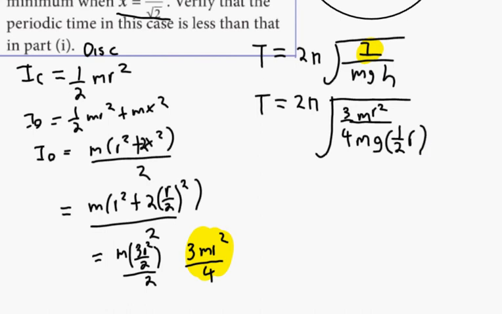R cancels with r, m cancels with m. 6 over 4 is 3 over 2. 2 pi square root of 3r over 2g, right? 2g. Okay. Now we're on the differentiation part, the part that's new to us.